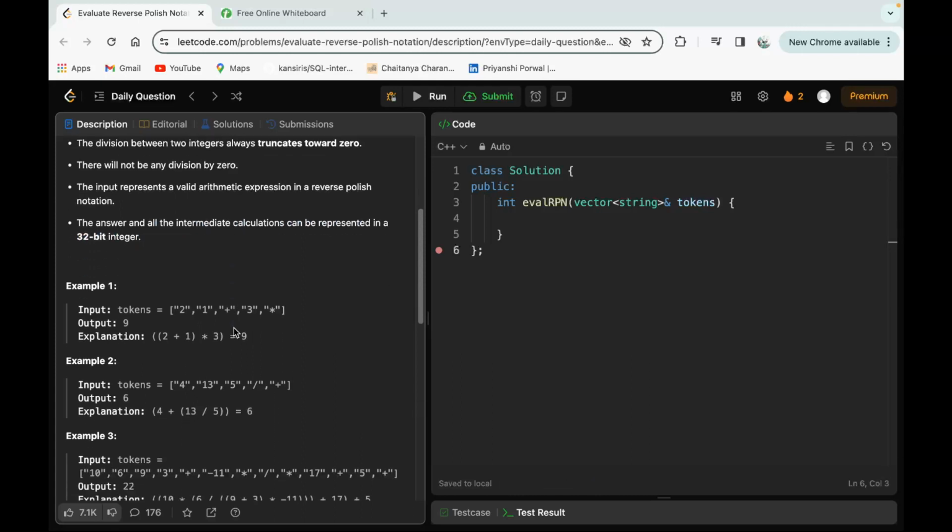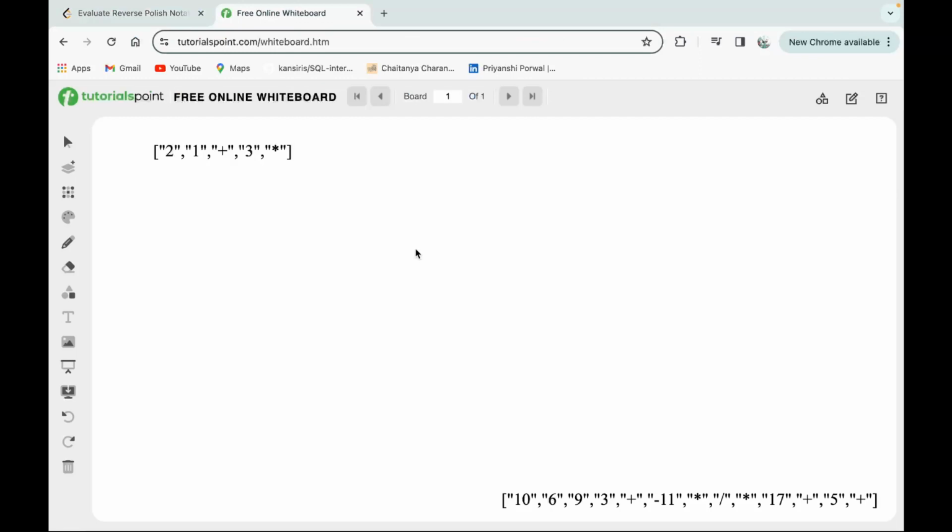Now let us understand what the given question is and how we will be solving this question, right? So let's come to the whiteboard. Okay, so here is the whiteboard. Now what are we given? We're given this array of strings, right? And what are we told? We are told to evaluate it.